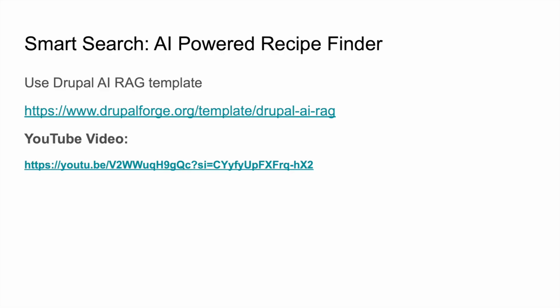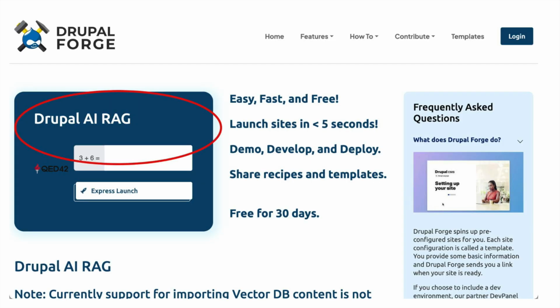Then there's another one, Smart Search AI-powered recipe finder. I've given you the link to the YouTube as well, and this works on the Umami site. When you spin up this demo, I'm realizing now I should have put QR codes in here. When you spin up this demo, it'll actually spin up an Umami site, and you can search and you can talk. I believe this is the one where you can talk to the chatbot and you can search both at the same time.